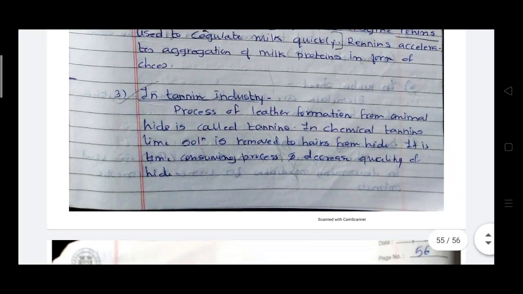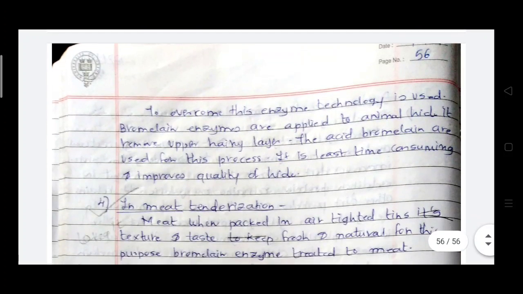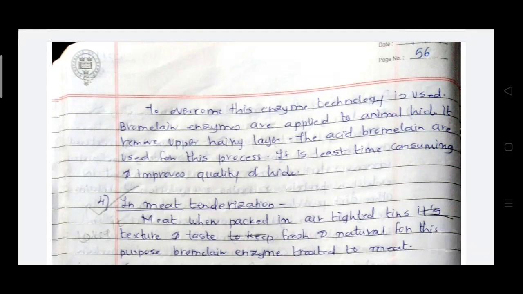Then in the tanning industry, the process of leather formation from animal hide is called tanning. In chemical tanning, lime solution is used to remove hairs from hides. It is a time-consuming process and decreases the quality of the hide. To overcome this, enzyme technology is used. These bromelain enzymes are applied to animal hide, and they remove the upper hairy layer. The acid bromelain is used for this process. It is least time consuming and improves the quality of the hide.